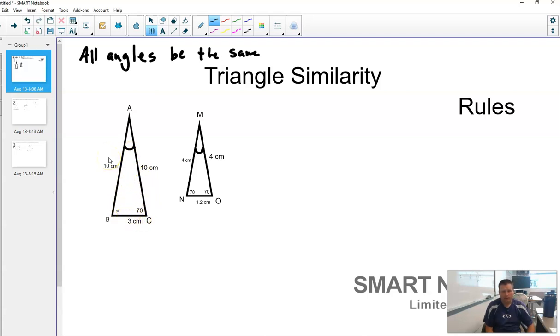If I had some sort of quadrilateral, a four-sided figure, then we'd have four angles, and the corresponding angles would all have to be the same. Why I say corresponding is that A does not correspond with N. It's the ones that are in the same position. So that's the first thing: all angles have to be the same. And then all side lengths have to be proportional.